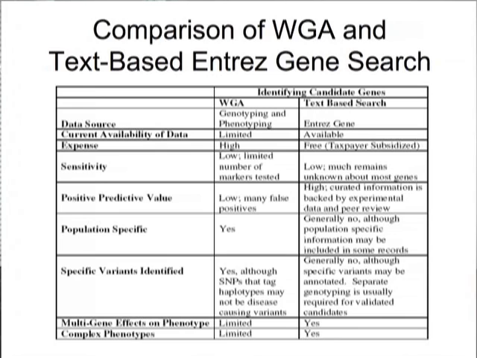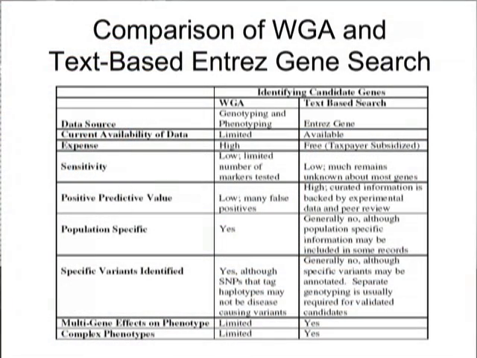Results of the whole genome association are population specific, and generally speaking, what's in Entrez Gene is not population specific. In the case of whole genome association, you will find specific variants associated with the phenotype, although in many cases you're not looking at the actual disease-causing variants. In the case of the text-based search, you generally will not identify specific variants, although in a lot of cases there is data about the specific variants in the Entrez Gene record.